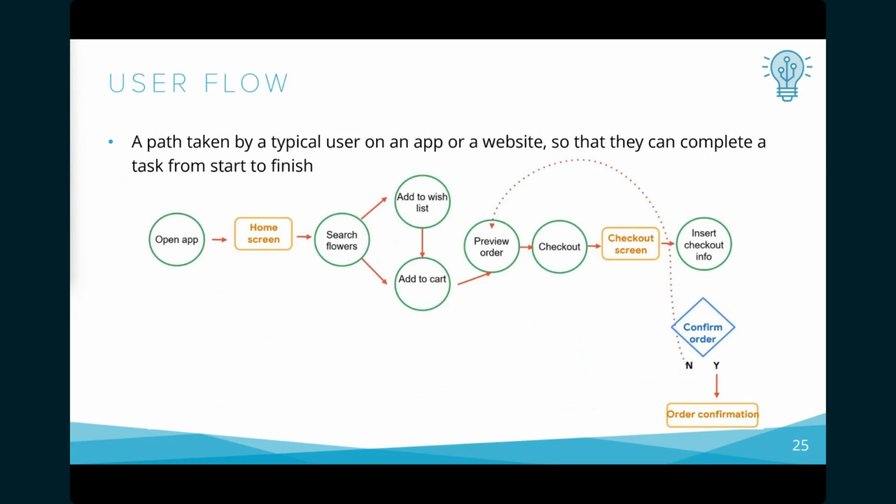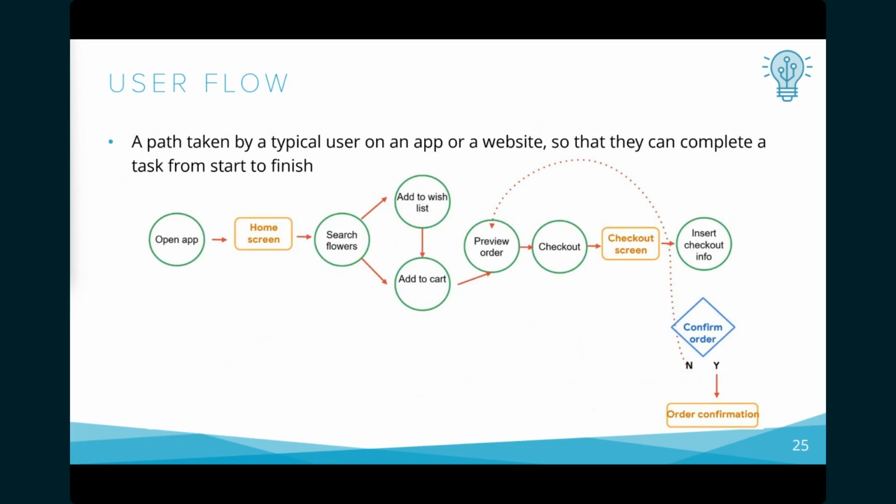So what is a user flow? A user flow is a path taken by a typical user on an app or a website so that they can complete a task from start to finish. It gives us a bird's eye view of the future website, and the ultimate goal here is to get the users to their desired destination with as few clicks as possible.